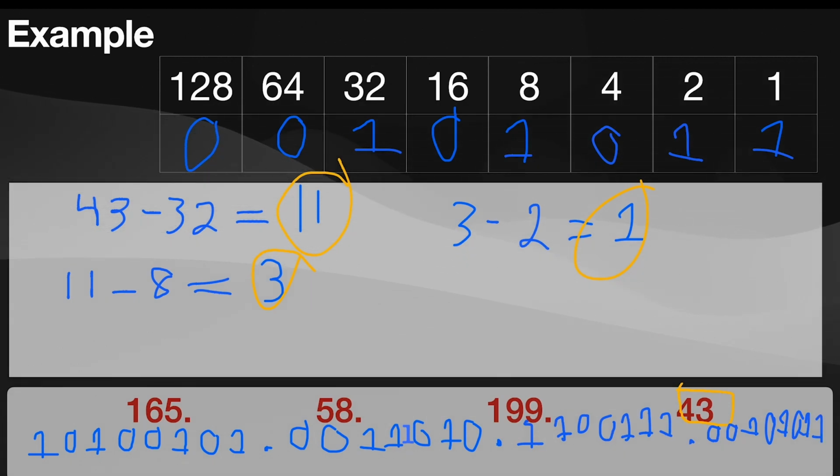Okay, so final answer is 1 0 1 0 0 1 0 1 0 0 1 1 0 1 0 1 1 0 0 1 1 1 0 0 1 0 1 0 1 1. That's how you convert decimal to binary. It's a little more tedious, but still fairly simple.